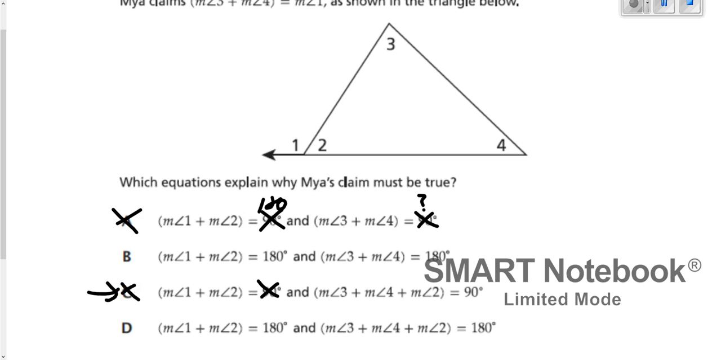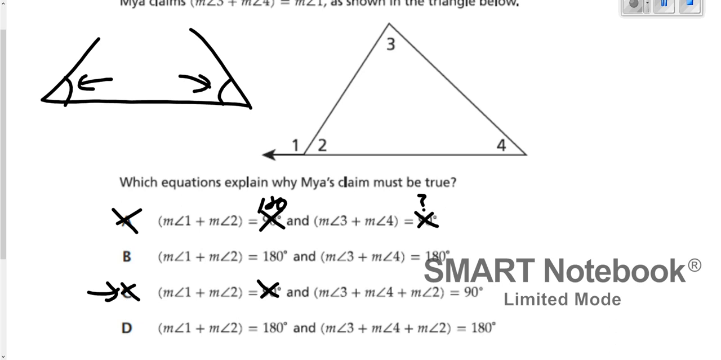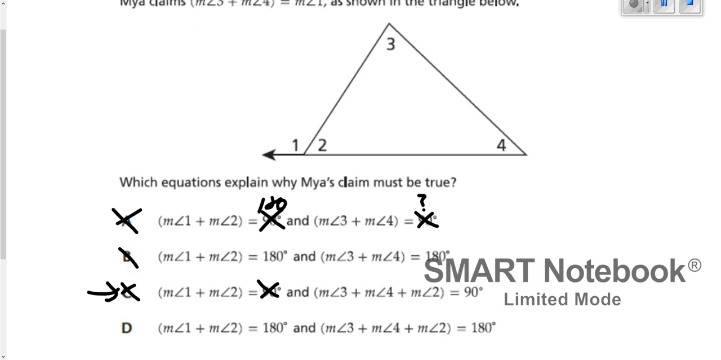So now I look at B, angle 1 plus angle 2 equals 180. That's good. Angle 3 plus angle 4 equals 180. Here's another misconception. People go, oh, angle 3 and angle 4 are on a straight line. These angles are not next to each other, so you cannot say anything about a straight line. You could only say that angles add up to 180 on a straight line if they're next to each other. I can't just draw two random angles like this and say that they add up to 180. These two angles have nothing to do with each other because they're not next to each other. So choice B doesn't make sense.